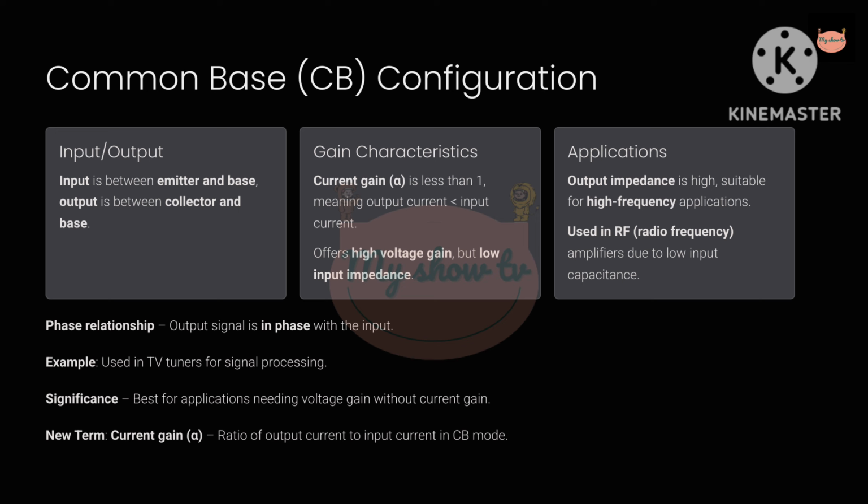It also has low input impedance and high output impedance, which makes it ideal for high-frequency applications, such as radio frequency amplifiers. It's also important to note that the output signal is in phase with the input, no inversion takes place. Example, CB configurations are often used in TV tuner circuits. A new term here is current gain, alpha. It is the ratio of collector current to emitter current in CB configuration.